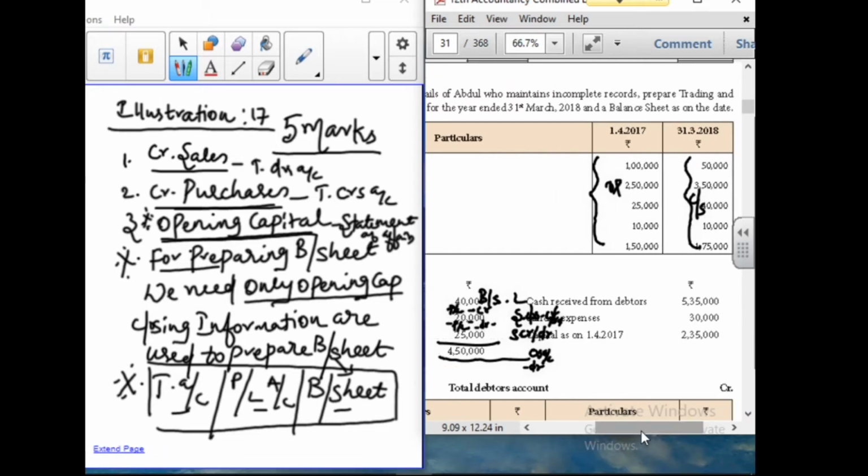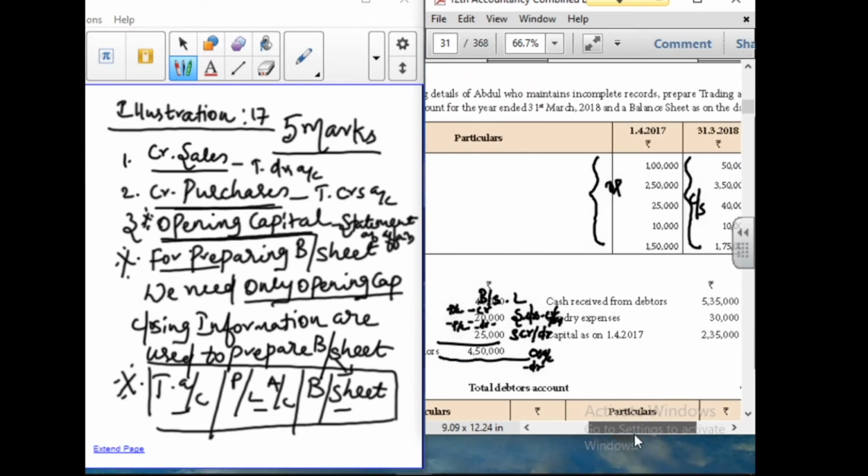Next comes cash received. Cash received for debtors 5,35,000. Sundry expenses, capital as on 1st April. Cash received from debtors, again total debtors account, opposite, credit side. And sundry expenses we will not use in that, but will use in the profit and loss account under debit side. This is common information.